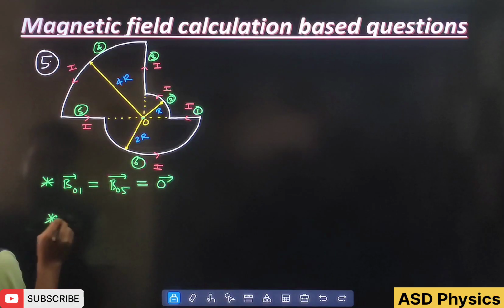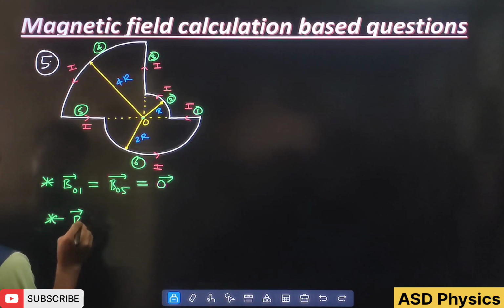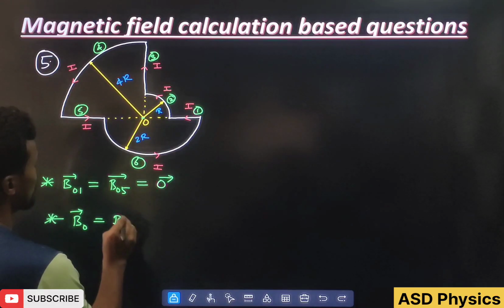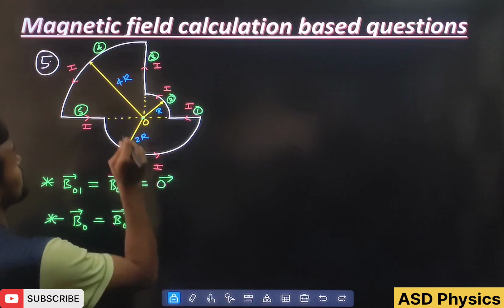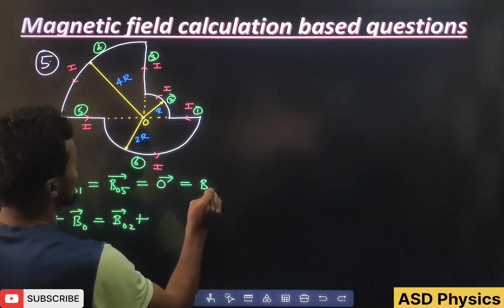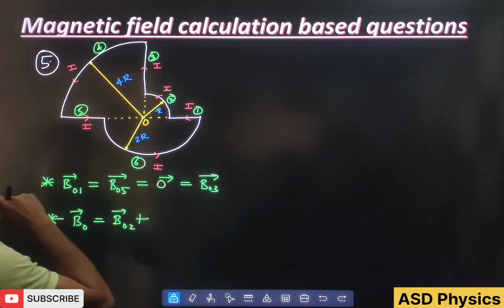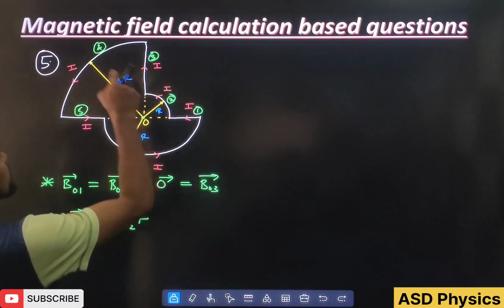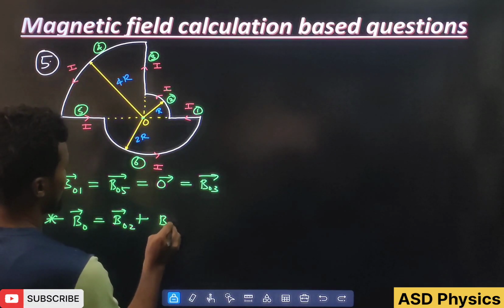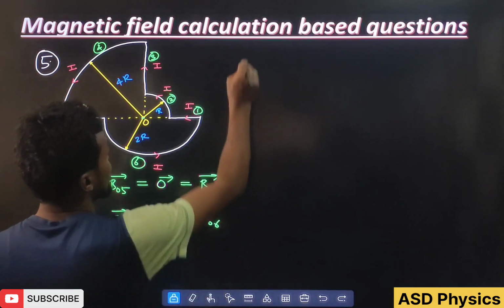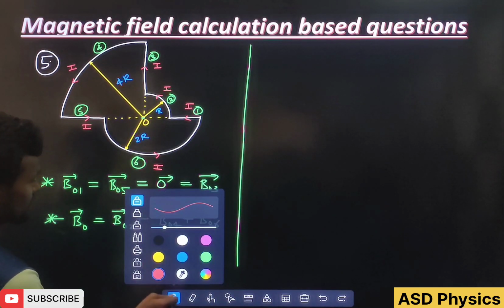After that, the resultant magnetic field at the center is due to which sections? Due to section 2, and one more thing is there. See, due to section 3 also the magnetic field is 0. So due to 1, 5, 3 the magnetic field is 0. What is left? 2 is left, 4 is left, and what is left here, students? 6 is left. So now we are going to see one by one.